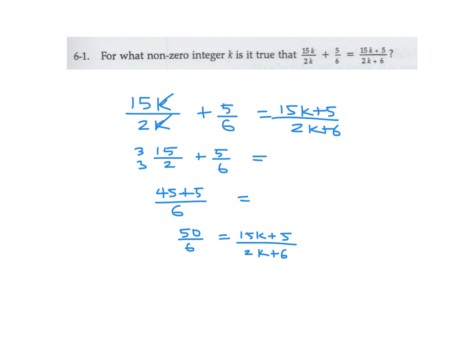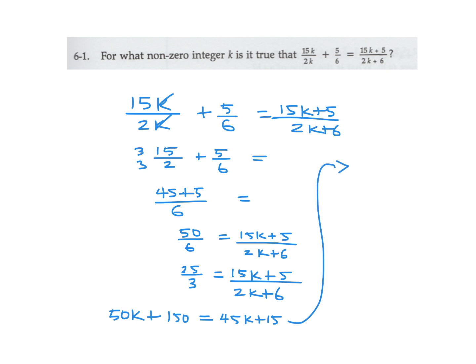Let me see if I can reduce this first. Probably 25 over 3. That's about as much as I can do there. Okay, the rest stays the same. Cross multiply now, and we'll get 50k plus 150, and that's 45k plus 15. So then that will be 5k is minus 135, and when you divide through by 5, you will get minus 27.